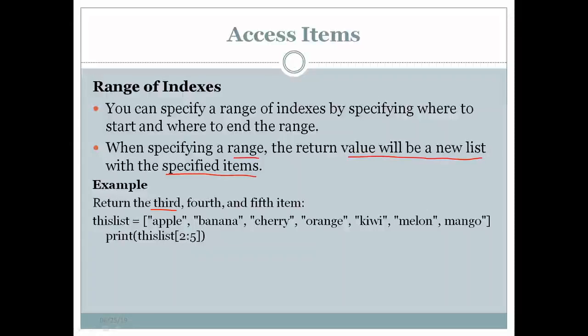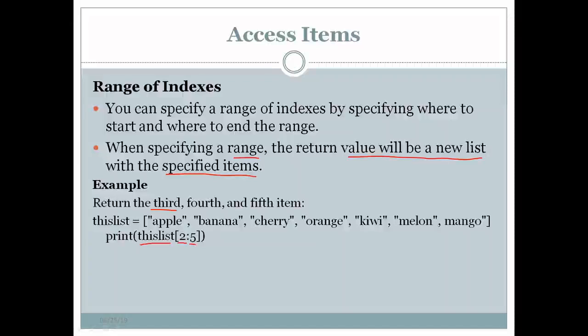So this is a list with a name, this list, containing some 7 or 8 items. So we have items apple, banana, cherry, orange, kiwi, melon and mango, and out of those items we want to print third, fourth and fifth item. For that, we can use something like this. We have a name, this list, and in square bracket we have a starting index, that is 2, and we have an ending index that is 5.